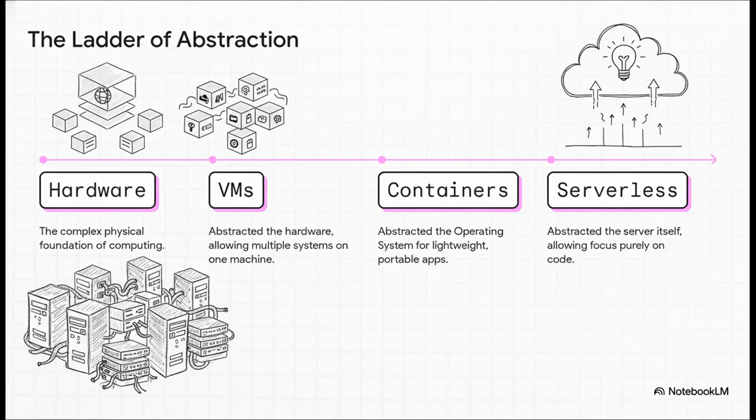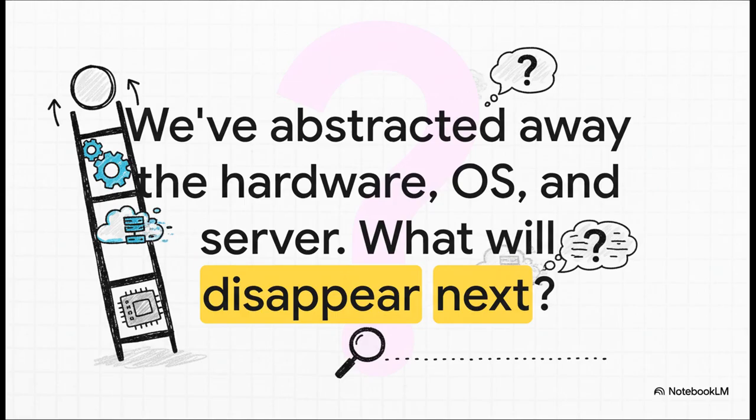So let's just quickly run back down the ladder we just climbed. We started with the complex, physical hardware. Then virtual machines came along and abstracted away the hardware. After that, containers abstracted away the operating system. And finally, serverless abstracted away the server itself, letting developers focus only on their code. You see, every single step we took up this ladder was about one thing: hiding complexity. It was about letting developers stop worrying about the plumbing and start building amazing things.